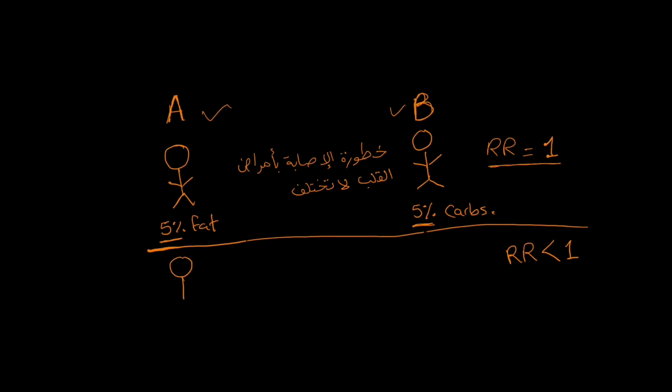نتخيل this person again, scenario A and B. This is fat and carbs. نفس الشيء، بأعيد نفس القصة، 5% و5%. بس لو طلعت النتيجة بدل ما تطلع 1 طلعت less than 1، يعني أقل. لو قارنا الريسك بينهم طلع أقل من 1. إيش معناته؟ What does it mean?